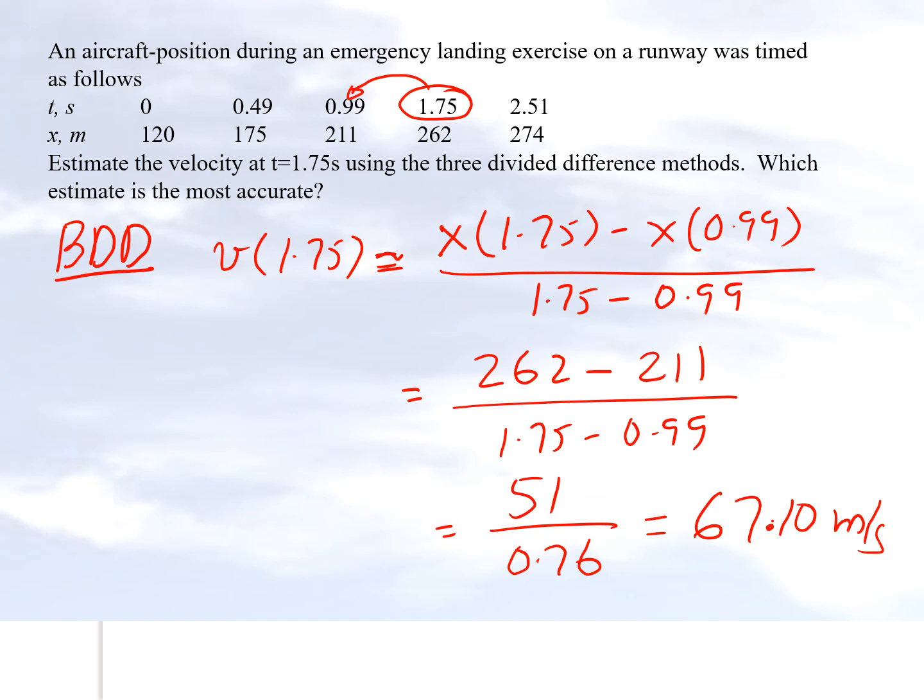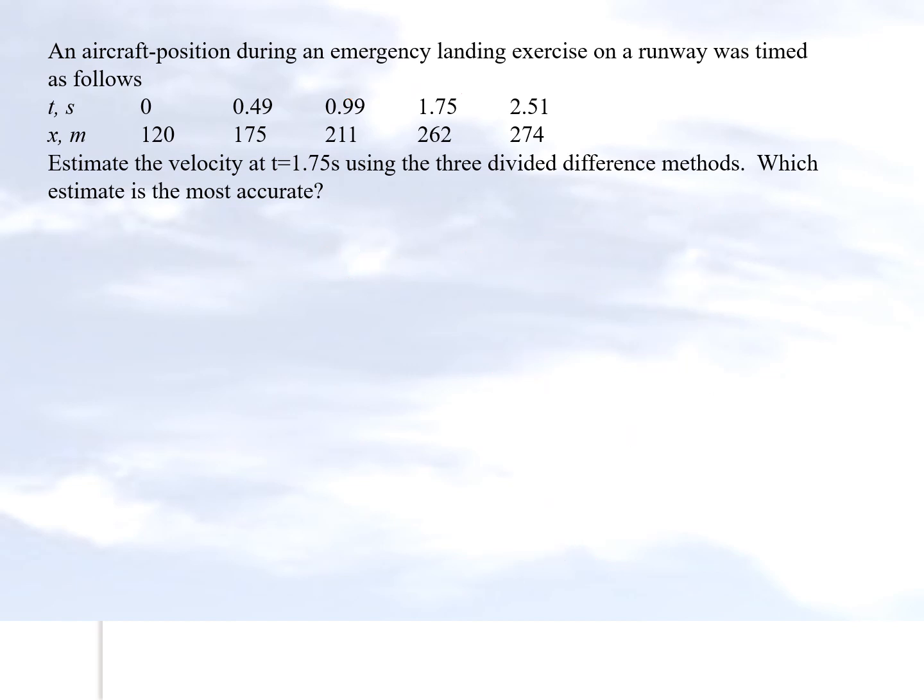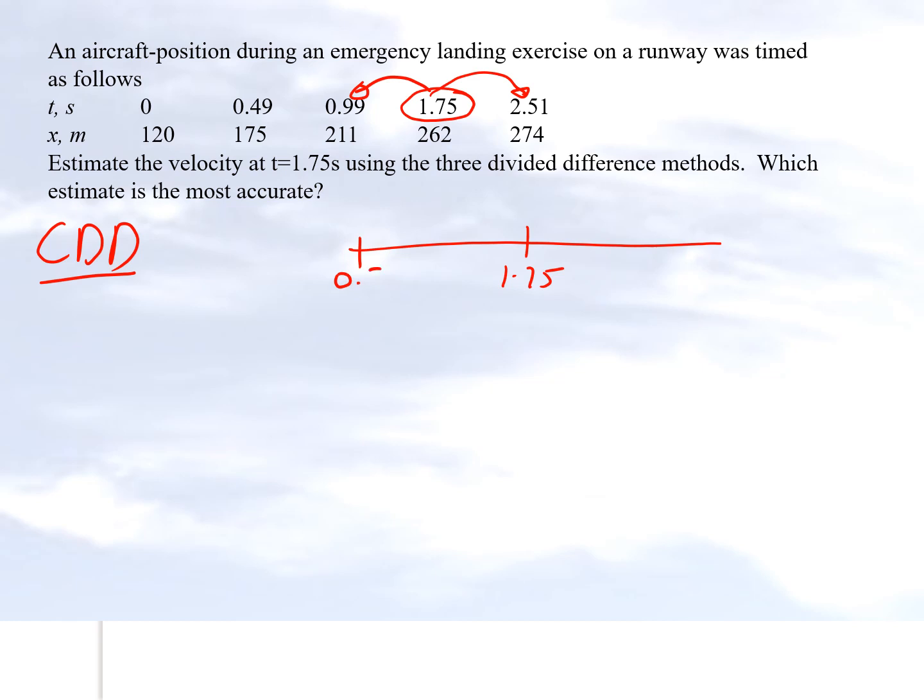Let's see what we get by using the central divided difference scheme. We are trying to find the velocity at 1.75 seconds, so we have to have a point behind and a point in front. But we also have to make sure that the distance between these points is equidistant. We have 0.99 here and 2.51 here on the time domain. The difference between 0.99 and 1.75 is 0.76, and the difference between 1.75 and 2.51 is also 0.76. So we are good there.